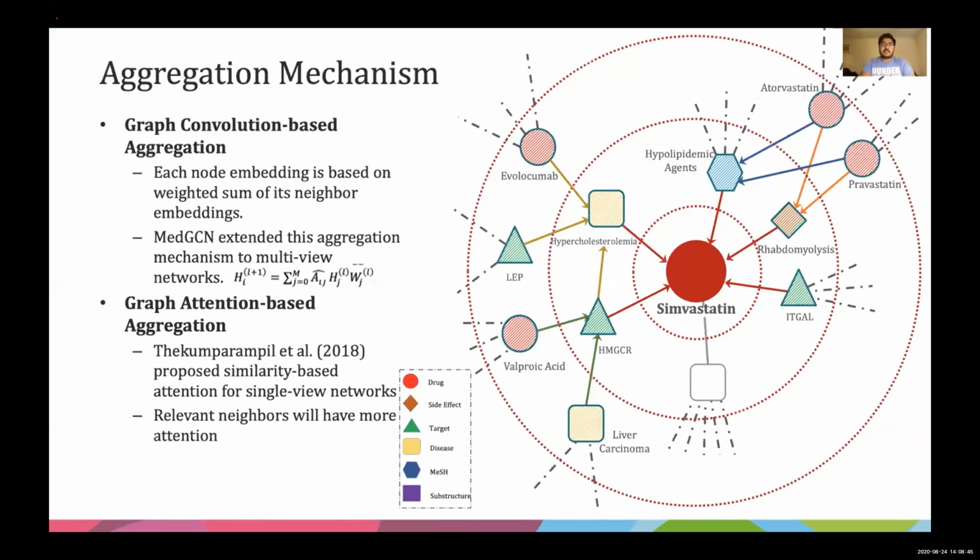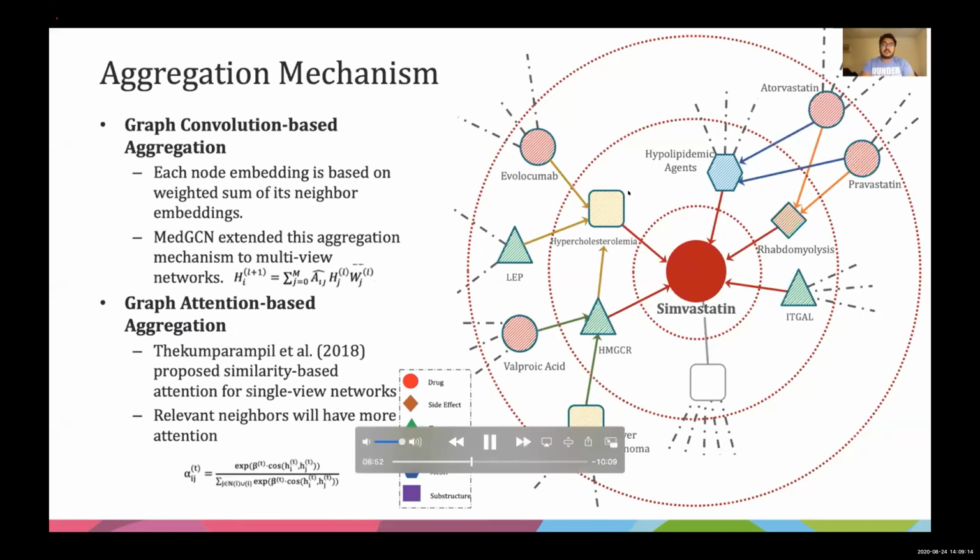In previous works, Veličković and Thekumparampil used attention mechanisms for aggregation. Thekumparampil proposed similarity-based attention, where relevant neighbors that share similar representations are given more attention according to their contribution. For given two nodes i and j, the attention from node j to node i is calculated as follows, where hi, hj are the node embeddings of nodes i and j.